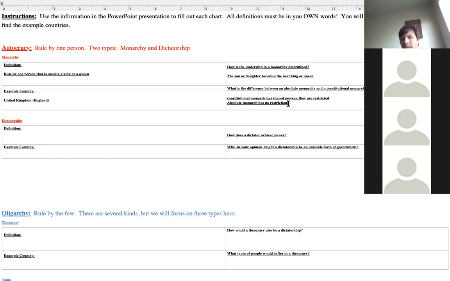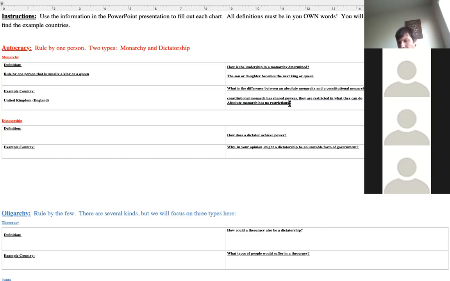Getting smarter. Your screen is blurry, so I can't see the answer for the last one. You're talking about what is the difference between absolute monarchy and constitutional monarchy? A constitutional monarch has shared powers. They are restricted in what they can do, just like a president or a congressman. An absolute monarch has no restrictions. They are the law. Does that make sense? What country has an absolute monarchy?